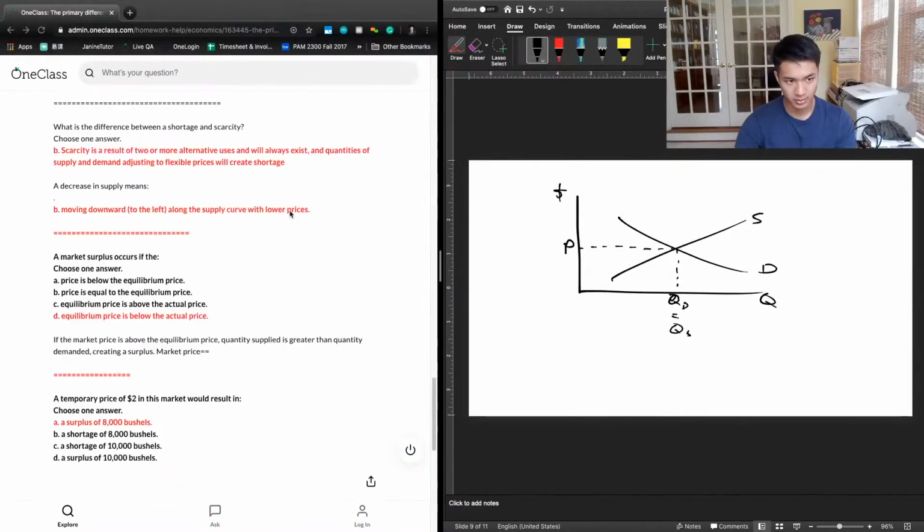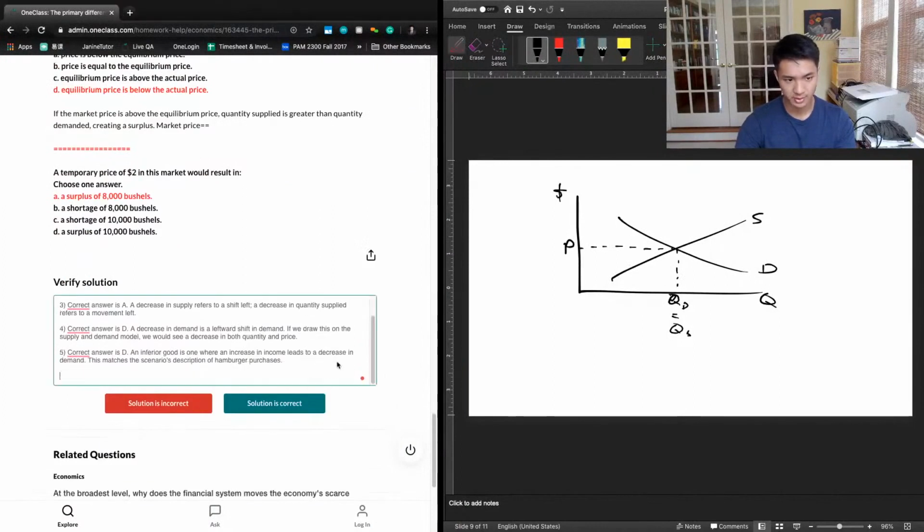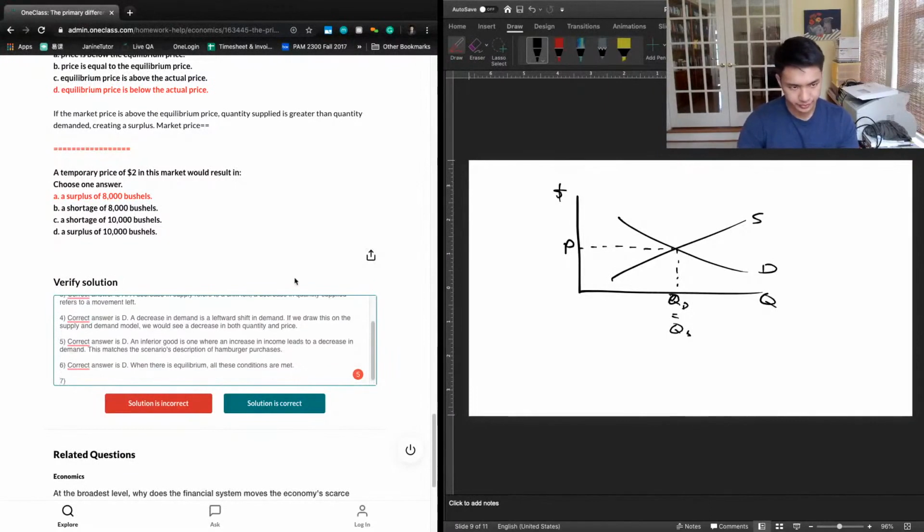Don't believe that the previous tutor answered this either. So let's answer this for him. Correct answer is D. Equilibrium exists when all these conditions are met. Well, okay. When there is equilibrium, all these conditions are met, right? All right.